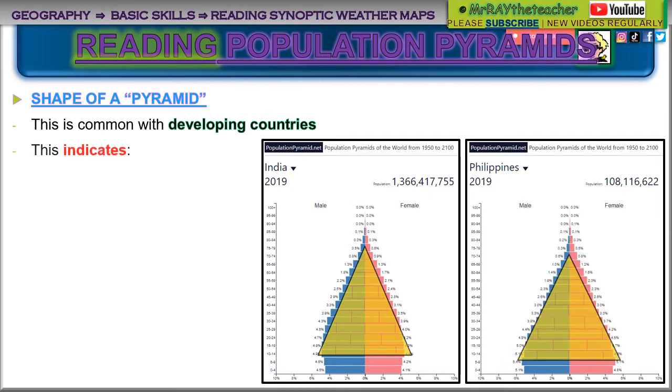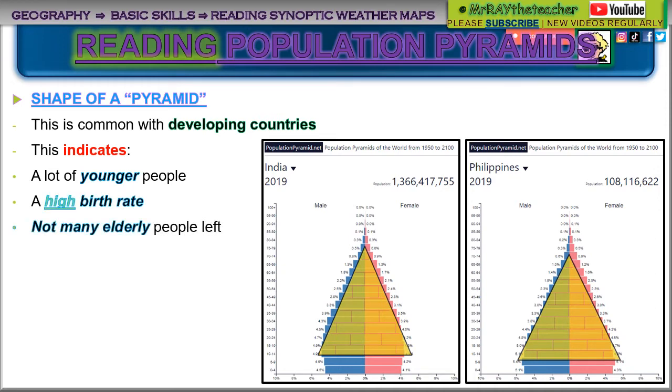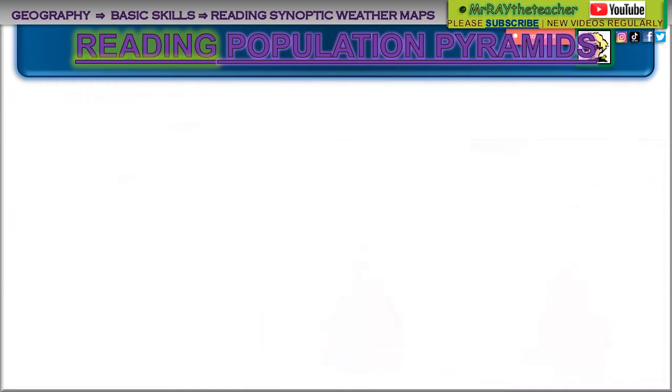Illuminati confirmed. Whoa! And it indicates a lot of younger people. So as you can see here, the youngins are predominantly evident here, because see how here we've got more relative compared to, say, here at the top. Same thing goes with the Philippines and India. So this means that there's a high birth rate and not many elderly people left. So people dying, not making it to old age.